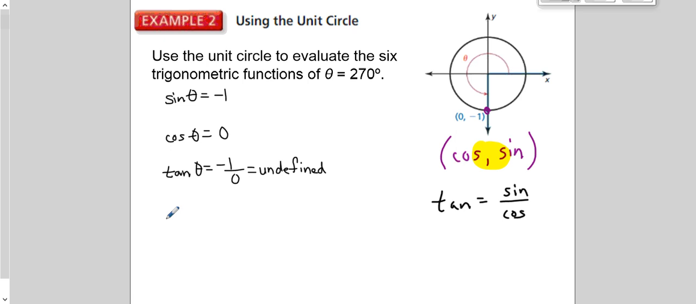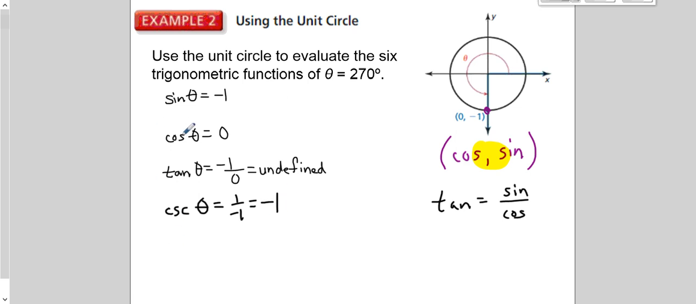Now find your reciprocal functions. What is the reciprocal of sine? Cosecant, the one with the s in the middle. Do the reciprocal. So that would be 1 over negative 1. So that's still negative 1.